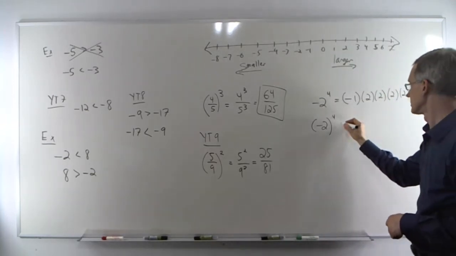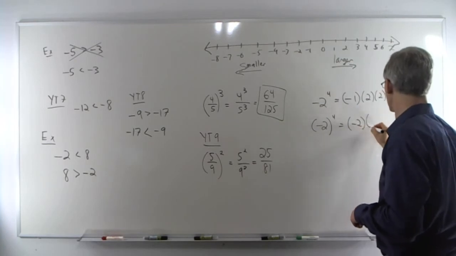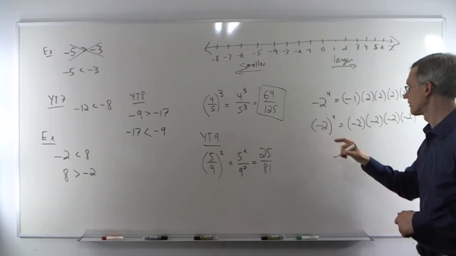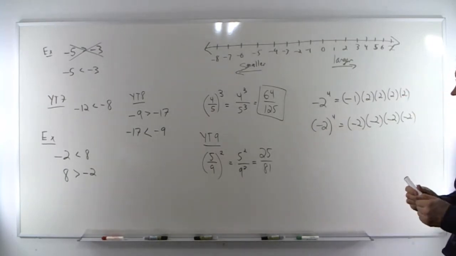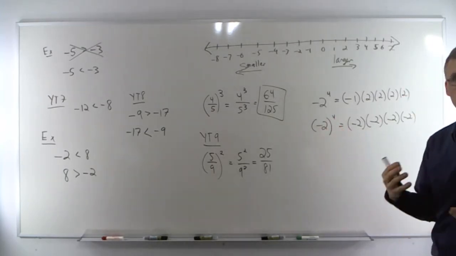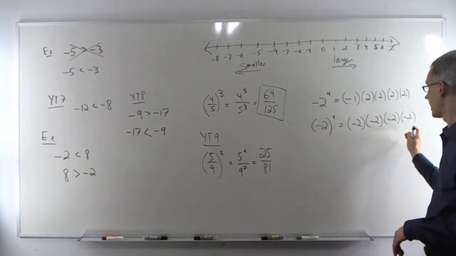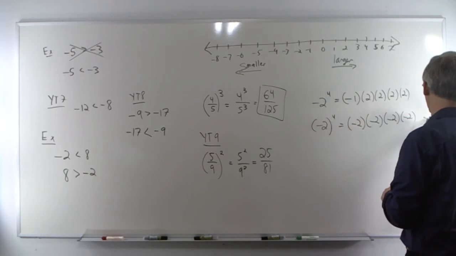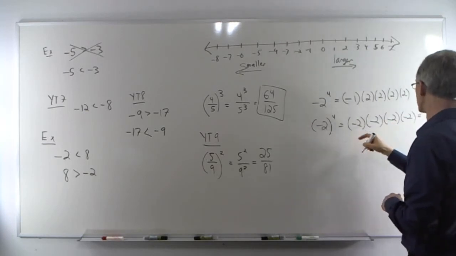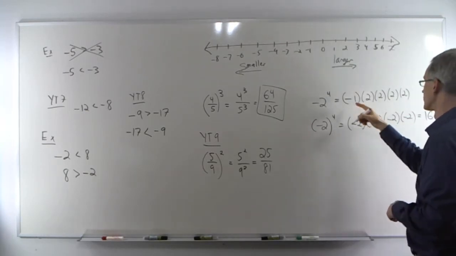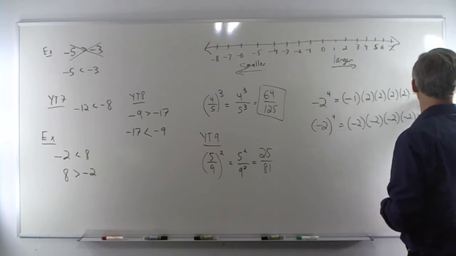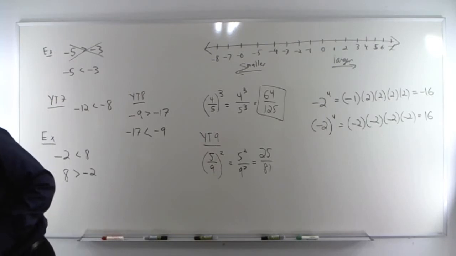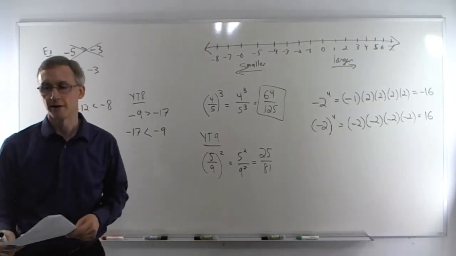This expression means negative 2 times negative 2 times negative 2 times negative 2, because negative 2 is the base. The entire thing inside the parentheses is the base. We multiply this out, here's a pair, negatives cancel, here's a pair, negatives cancel, and we get 2, 4, 8, 16. And this one is negative 16. Your turn, number 10.